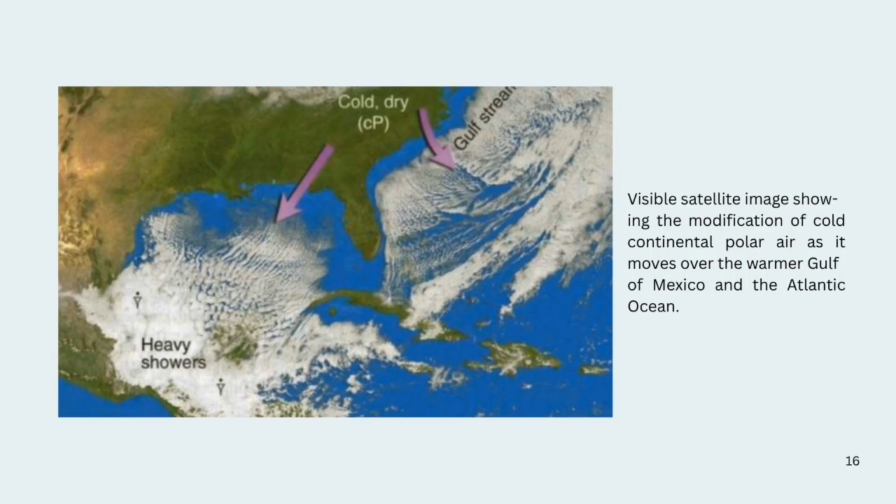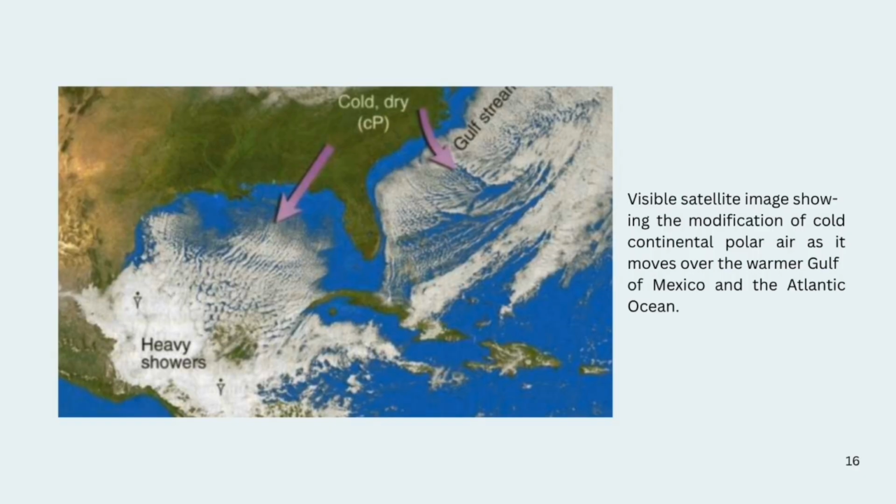Strong, moist northerly winds build into heavy clouds with showers along the northern coast. In this way, a once cold, dry, and stable air mass can be modified to such an extent that its original characteristics are no longer discernible. When this happens, the air mass is often given a new designation.